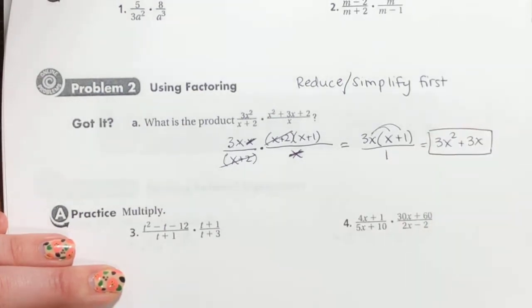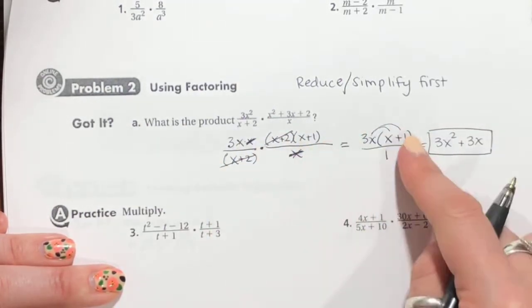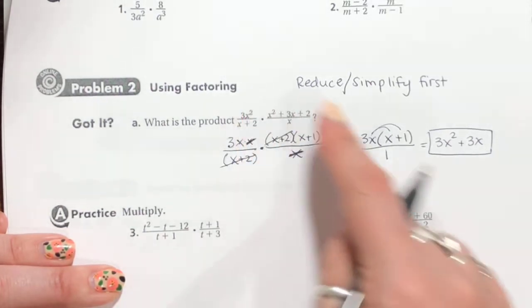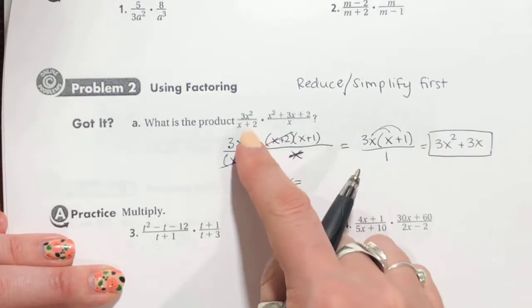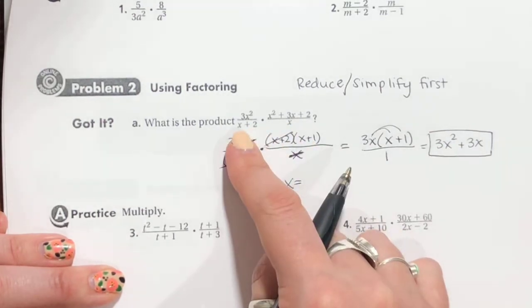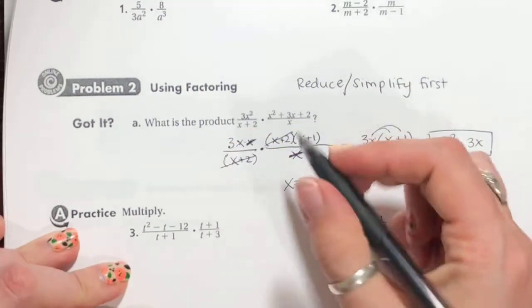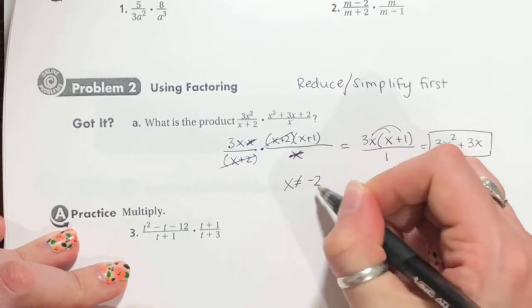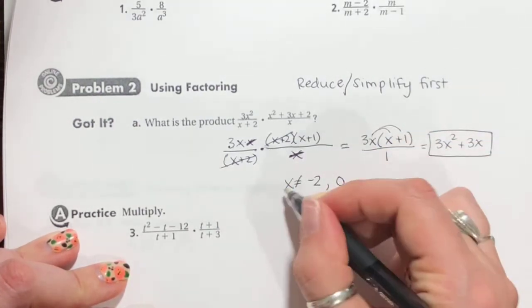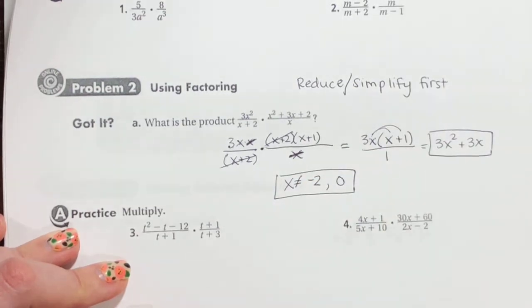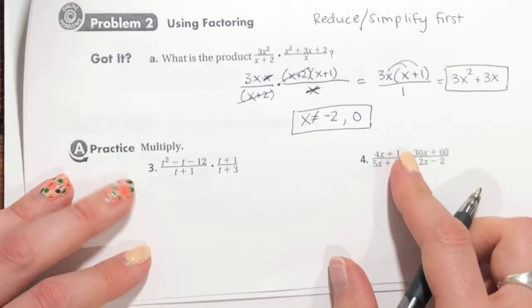And that's going to be a lot easier if we cancel and reduce first and then do our multiplying rather than multiply and then try and reduce. And then for our excluded values, we look at our original denominators. So for x plus 2, x cannot equal a negative 2. And then if it's just an x, x cannot equal a 0. So I'll just put both of those there. Okay, let's try another one.